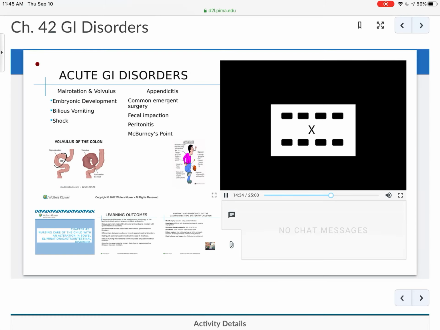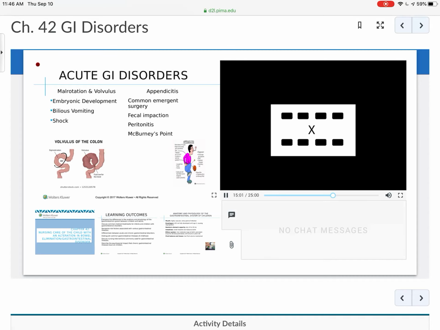A couple other GI disorders are your malrotation and volvulus. So somewhere in the embryonic developmental stage, the intestine is abnormally attached, the mesentery narrows, and then the bowel twists on itself, as you can see in the picture. So this portion of the bowel is not getting blood supply, so you have vascular compromise.